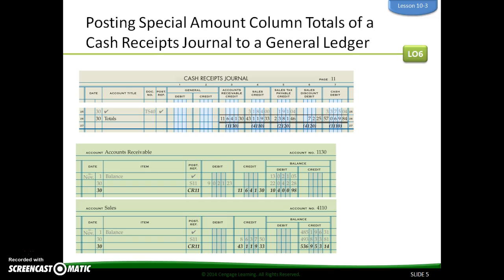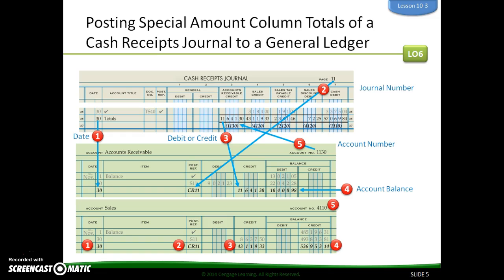So we're going to post all of these special amount columns onto our general ledger accounts. We're going to post them at the end of the month because those are the totals. And you can see that we're going to make sure we note our cash receipts journal, page 11. And then we transfer our totals. So the accounts receivable is a credit, the sales is a credit. And then we make sure that we update all of the balance information in our general ledger accounts.